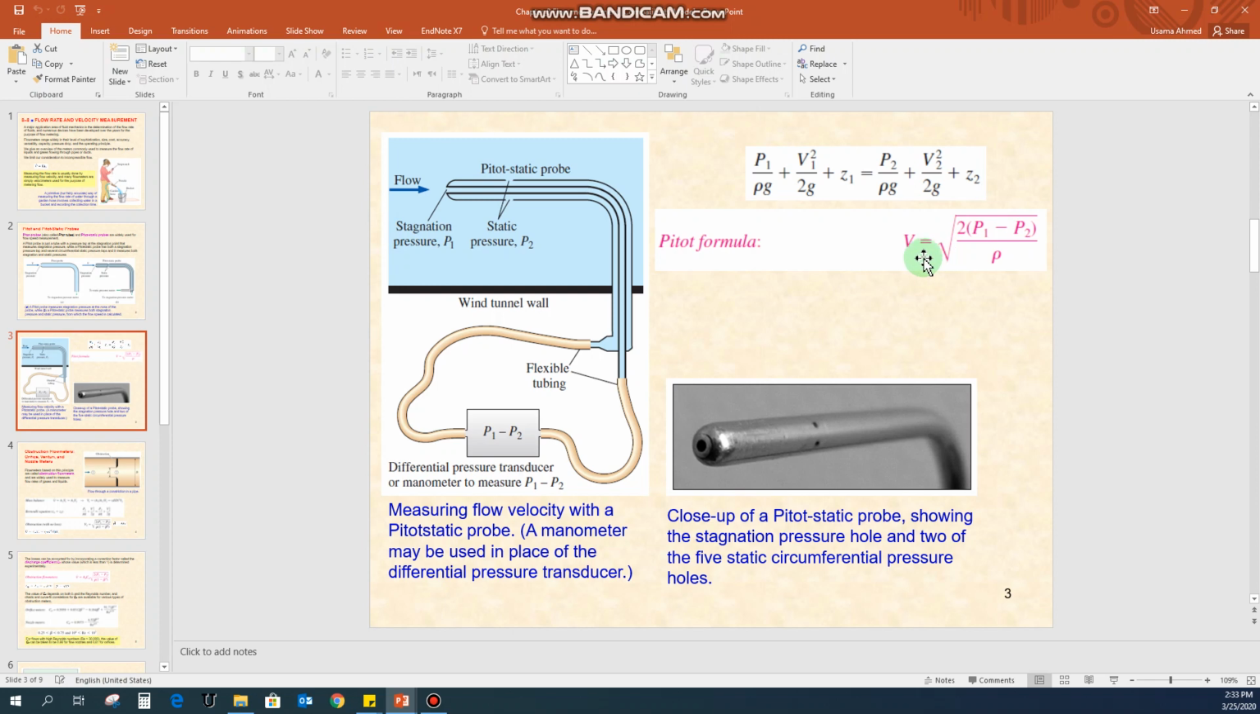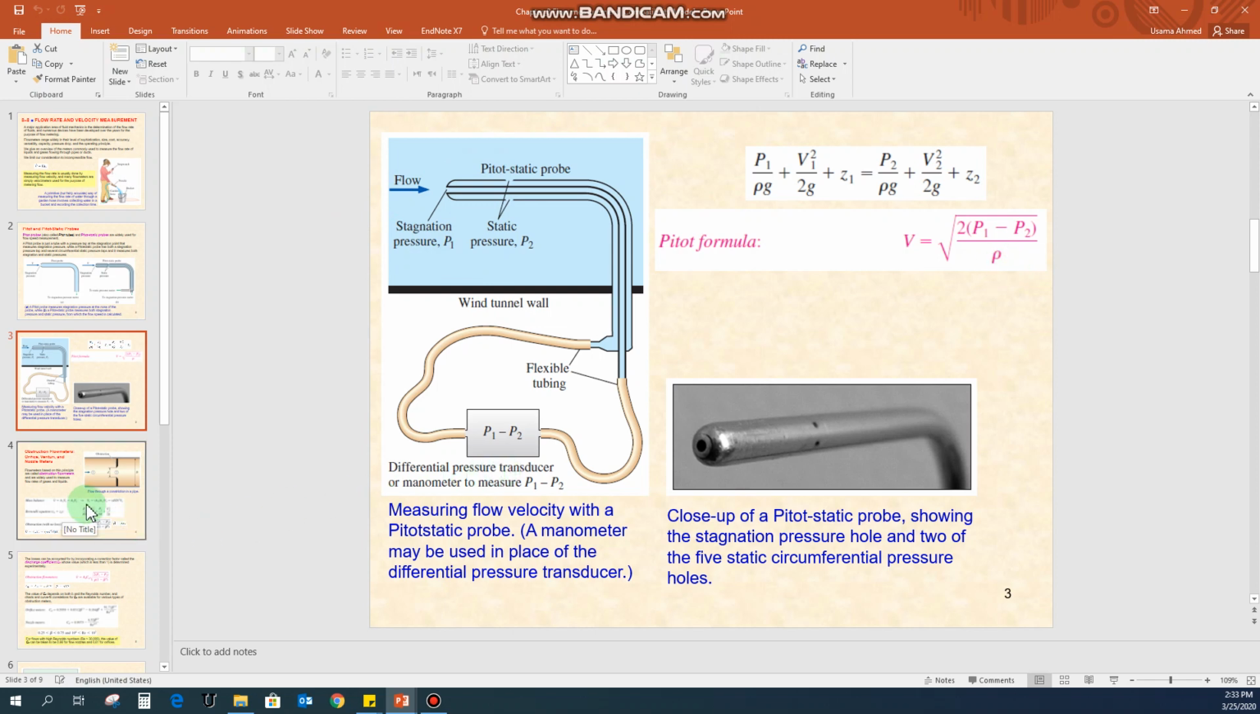So how can we use this equation? This equation is used to measure the velocity of a fluid at a given point in the pipeline. P1 represents the stagnation pressure, P2 represents the static pressure, and rho represents the density of the fluid that is in the pipeline. That can be water or any fluid that you are dealing with.